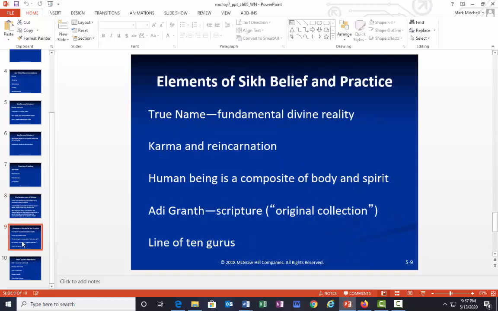All right, so now some of the Sikh beliefs and practices. We mentioned the true name already, karma and reincarnation, the dual nature of body and spirit, the holy book of the Adi Granth, and then the line of the 10 gurus. They are mentioned a little more specifically in the book, so make sure you read a little of that, and you'll get an idea of what each one did. There's not a lot there, but it gives us a little historical account of what they did to further the religion. I think that's really why they're in there.